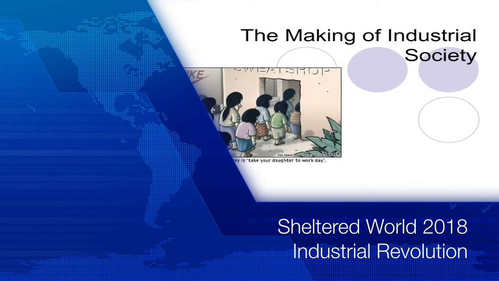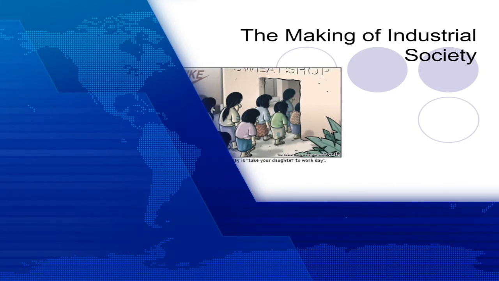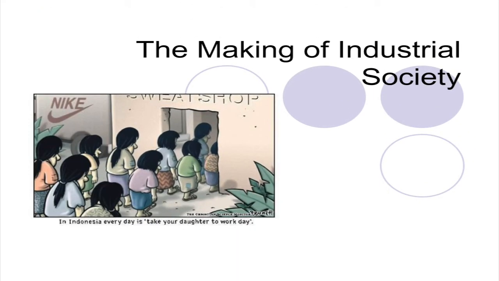Welcome to Making of the Industrial Society, and remember the word industrial means factories, a time in history where factories are being created, pollution's taking place, city conditions are booming, which means there's a lot of cities being built, and at the same time things are changing in the countryside.